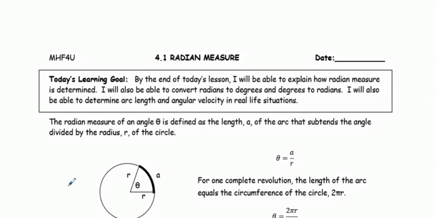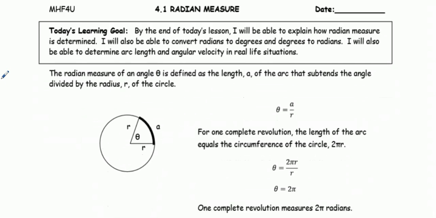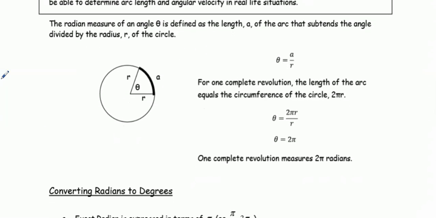Here we go. Radian measure, here's the definition. The radian measure of an angle theta is defined as the length A of the arc that subtends the angle divided by the radius R of the circle. What does that mean? Well, if we look at this circle, it has a radius R. There are two line segments that are forming this angle. Each is the radius of this circle.